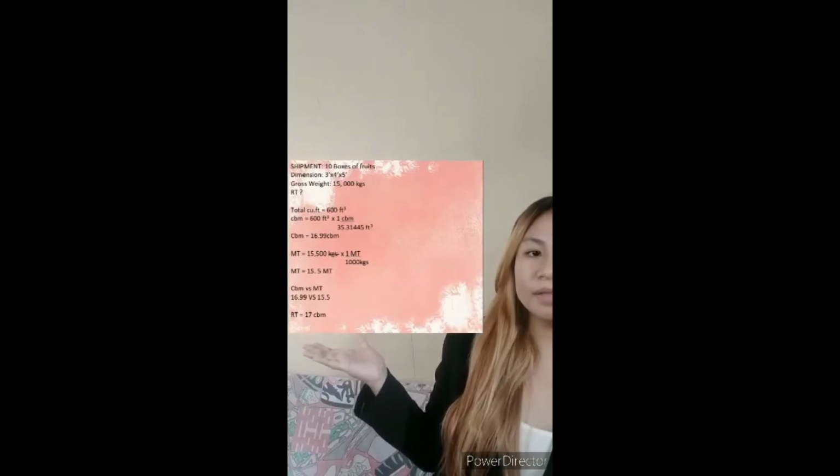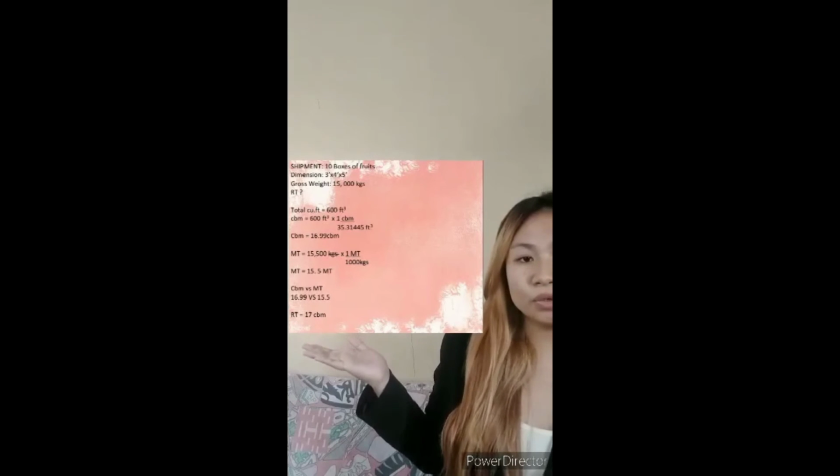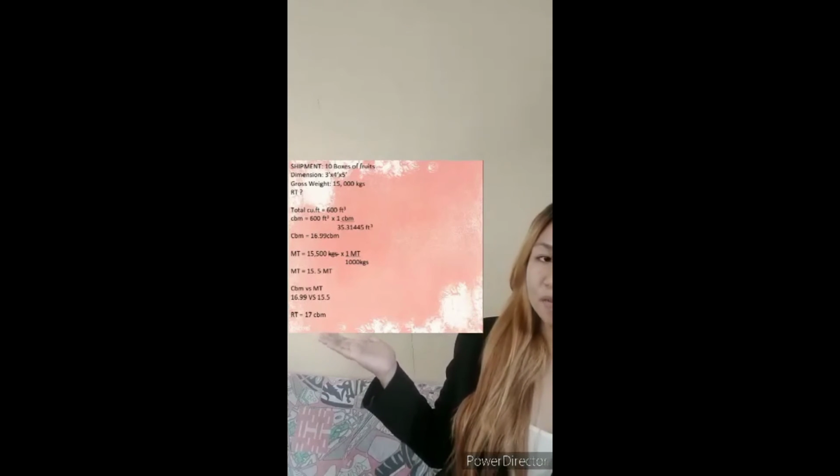Revenue ton, for assessment purposes. First rule, if the weight is given and there is no volume, 1 revenue ton is equal to 1 metric ton. Second rule, if weight and volume are both given, revenue ton is equal to total cubic meter versus total metric ton, whichever is higher. So here is my example. I use rule number 2 because weight and volume are both given. I also use the rule whichever is higher. That's why the answer is 17 cubic meters.